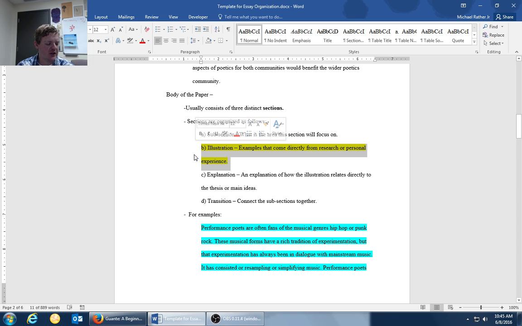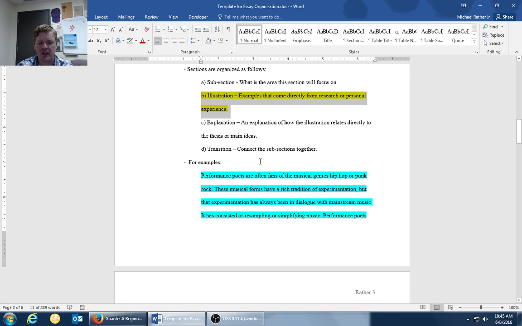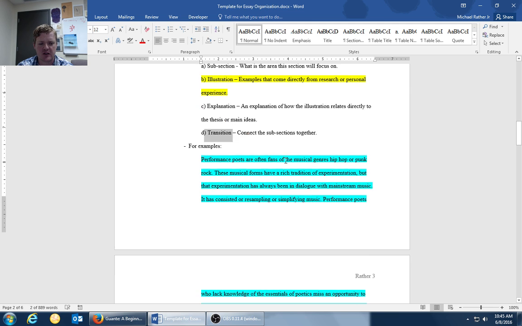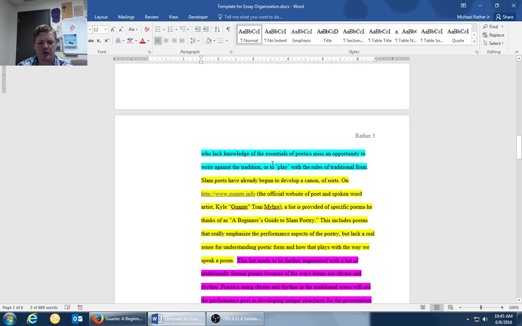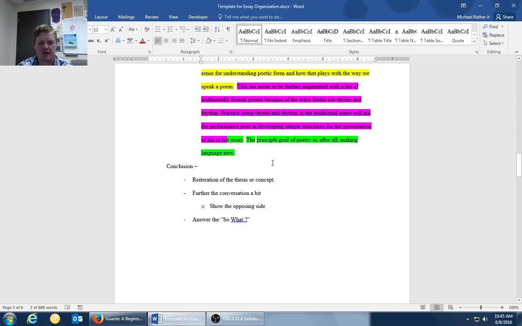So that should tell you that about 25% of your essay needs to be from sources. Any more than that, and it's really not your own writing. It could be just a little higher, but it shouldn't be much higher than 30%. Then you're going to have an explanation where you explain how the illustration connects, relates directly to the thesis or main idea, and then you're going to transition to the next subsection. And then I have an example here for you of what that looks like.